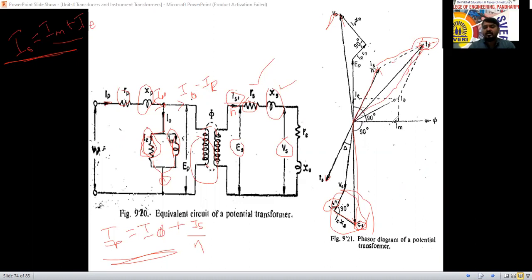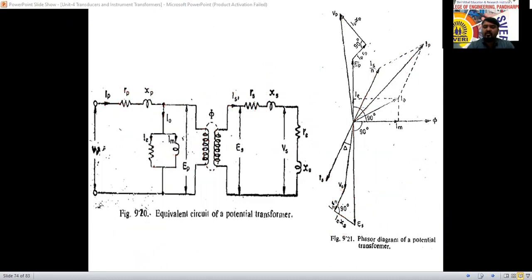Total IP value is given. So this is the phasor diagram of the equation. By drawing the equivalent line at the same angle, we can draw one parallel line here. This is called IP. Then, again with respect to this, we can take it here. Like that, we are modifying the phasor diagram for writing the equation.